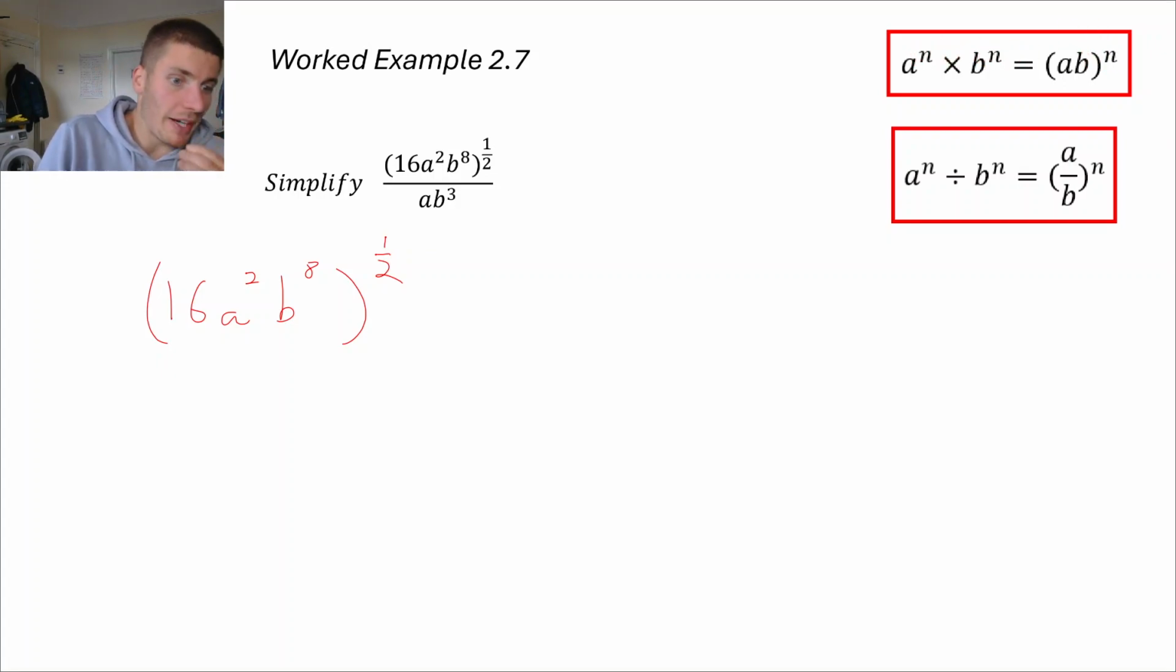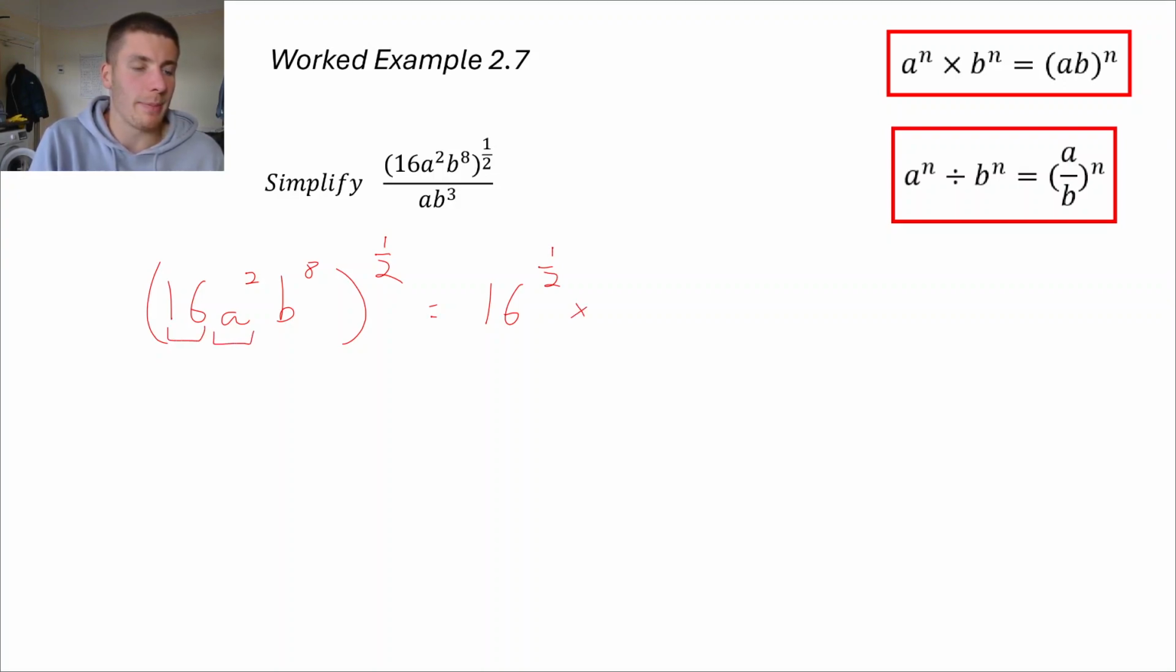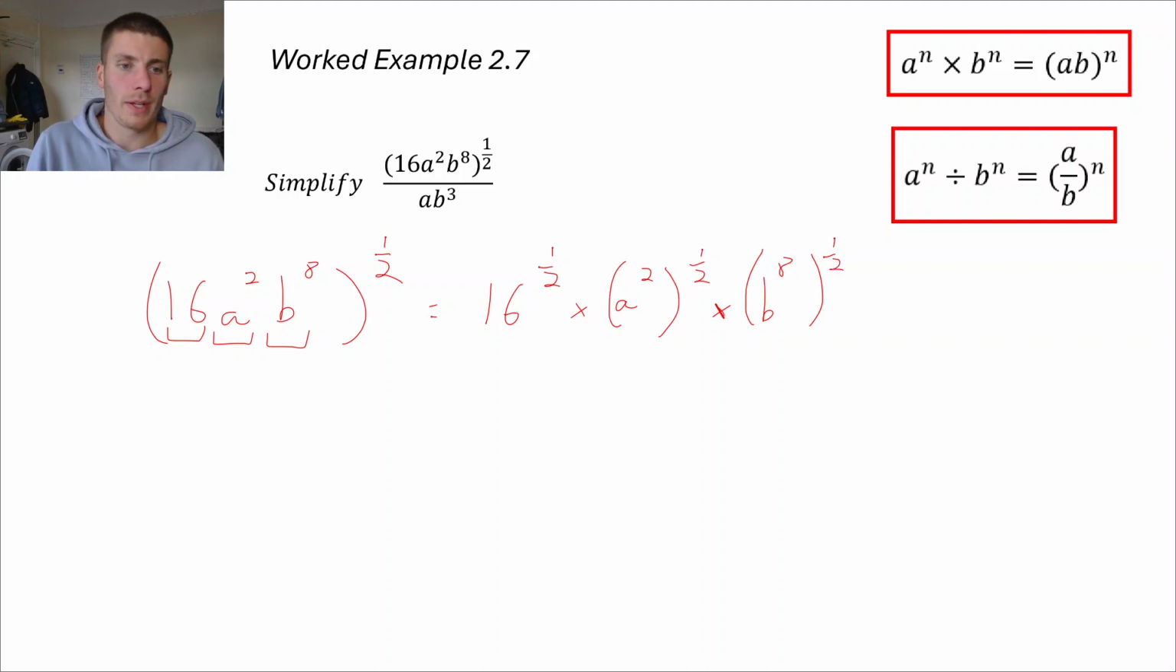So we're just considering the numerator part. That's going to be 16 to the power of 1 over 2. And then timesing it by the next part. So we've done the 16, timesing it by this bit, which is a squared, and you're putting that to the power of 1 over 2. You're then timesing it by b to the 8, and you're applying the power, which is equal to 1 over 2.